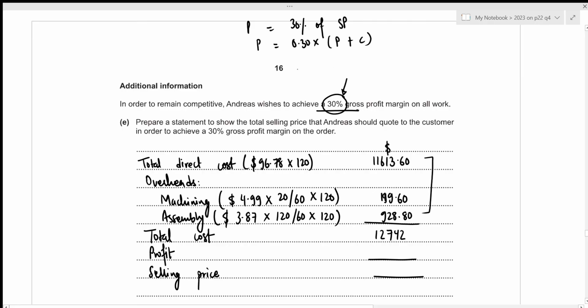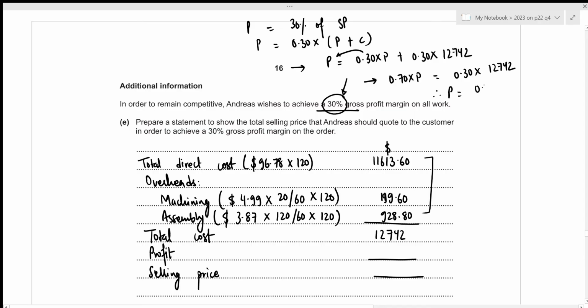Let's input the value for cost in this equation. So that will be P equals 0.30 times P plus 0.30 times the total for our cost, which is 12,742. So this means we can bring this to the other side. So that's 1 minus 0.30, which results in 0.70 times P. That will be 0.30 times 12,742. This will give our profit to be 0.30 times 12,742 divided by 0.70, which results in the value of 5,460.86.